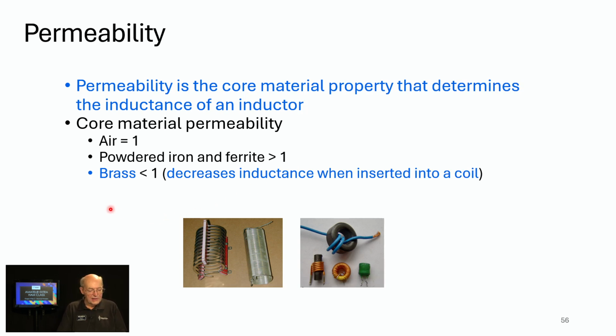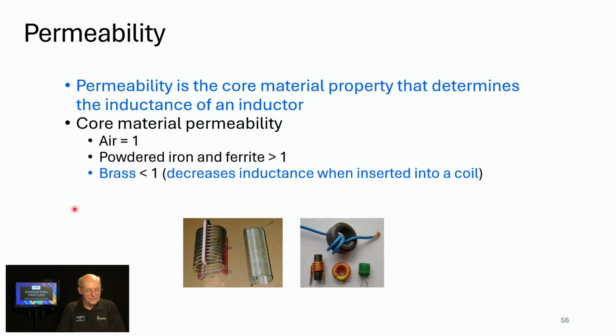And then there's a real oddball here. If you take brass and put it into a coil, it actually decreases the inductance when it's inserted into a coil. So those are the three types.